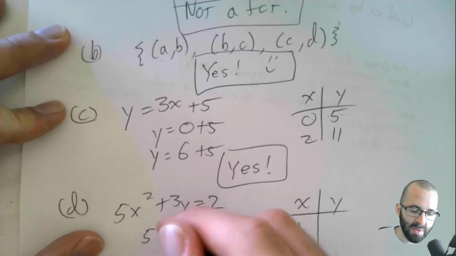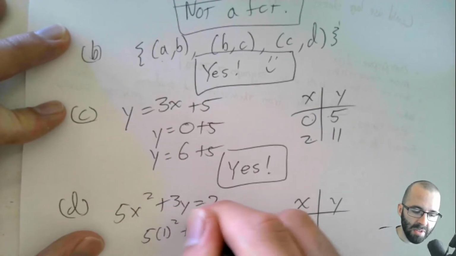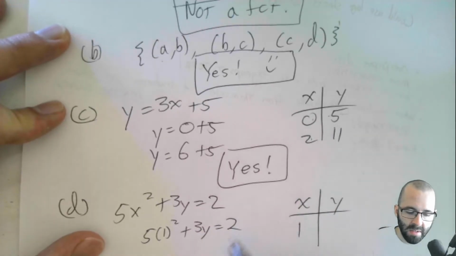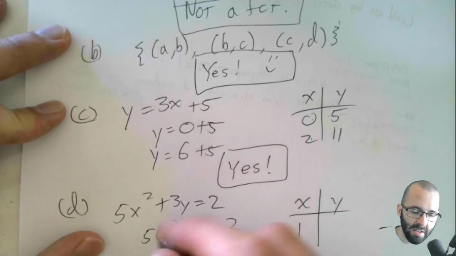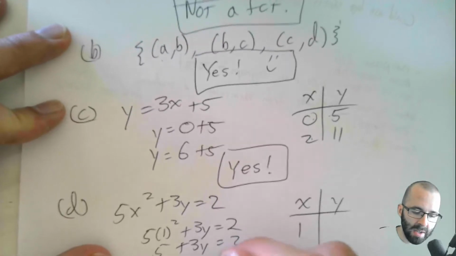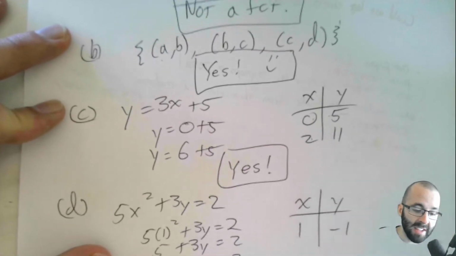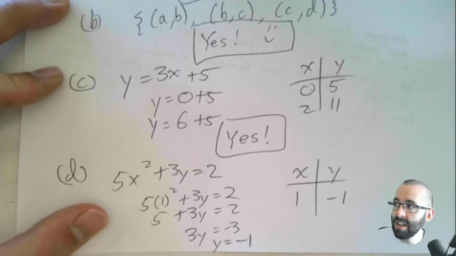We get 5 times 1 squared plus 3y equals 2. This is just 5 right here. 5 plus 3y equals 2. Subtract the 5, we get 3y equals negative 3. We get that y is going to equal negative 1. That's the only thing that y can be if x is 1.